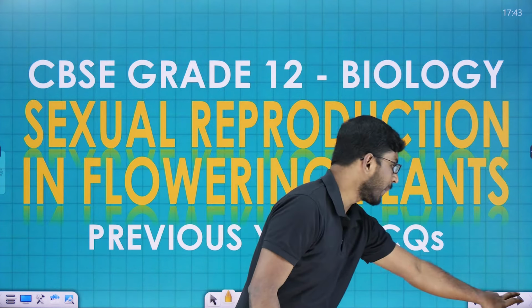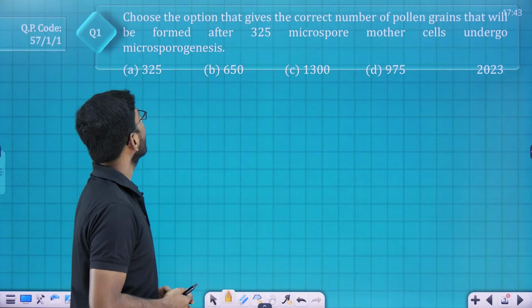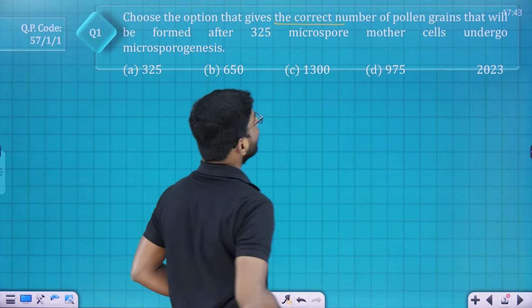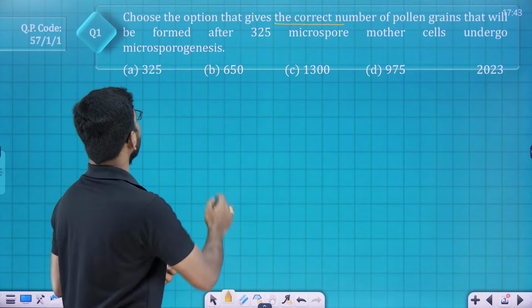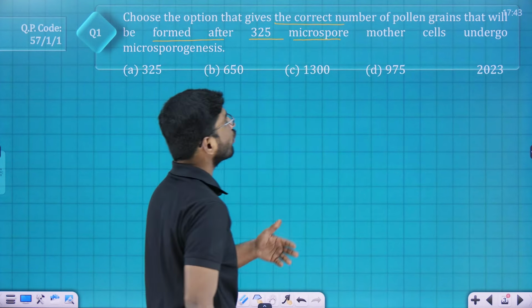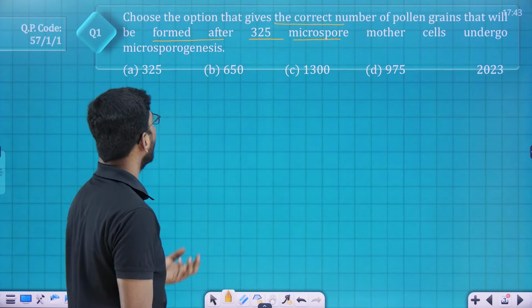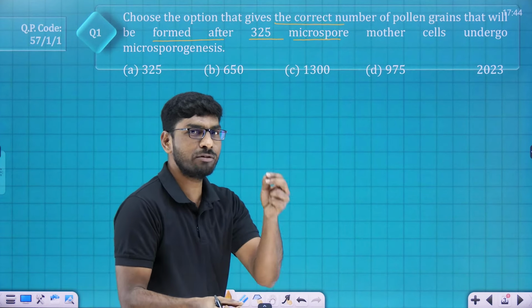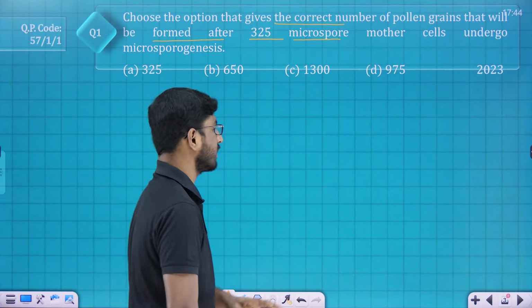Look at the first question. The first question tells us, choose the option that gives the correct number of pollen grains that will be formed after 325 microspore mother cells undergo microsporogenesis. How many mother cells are there? 325 mother cells are there.